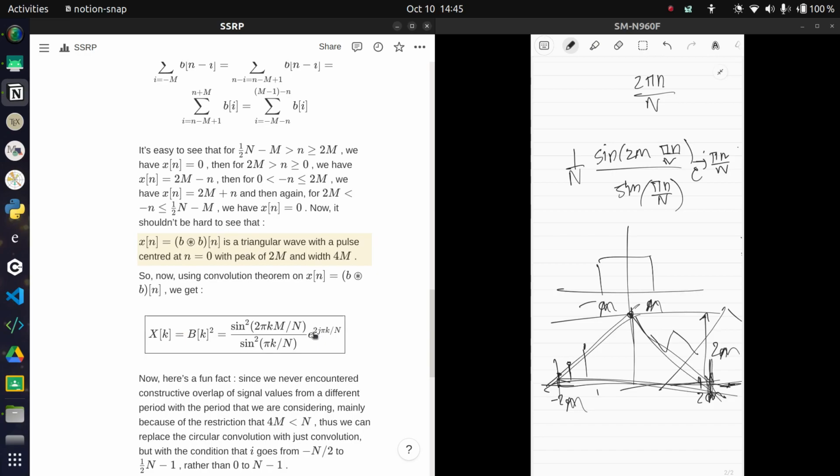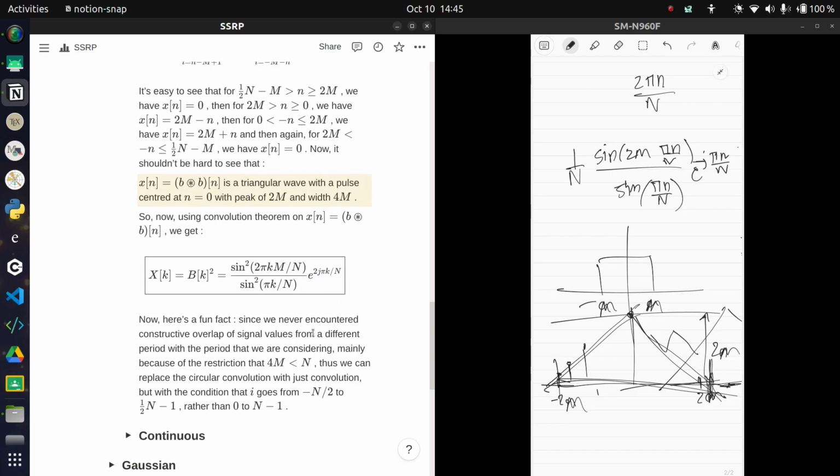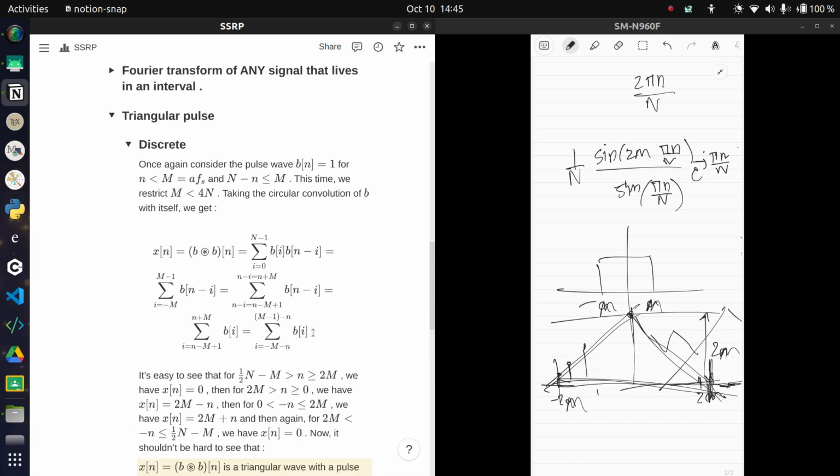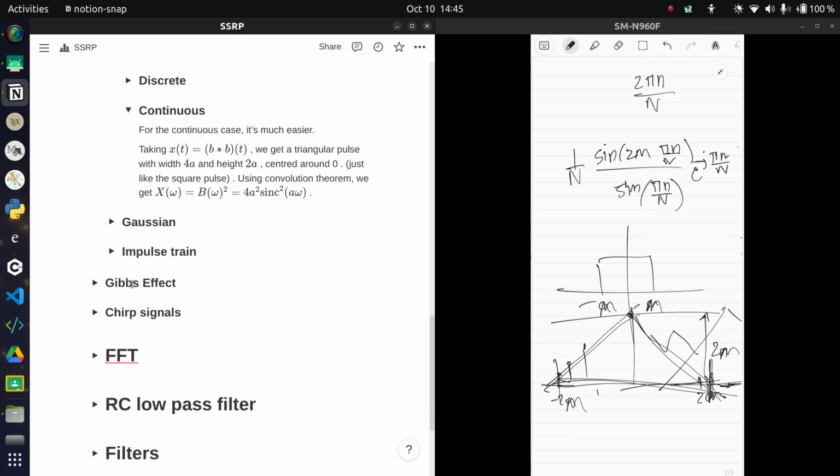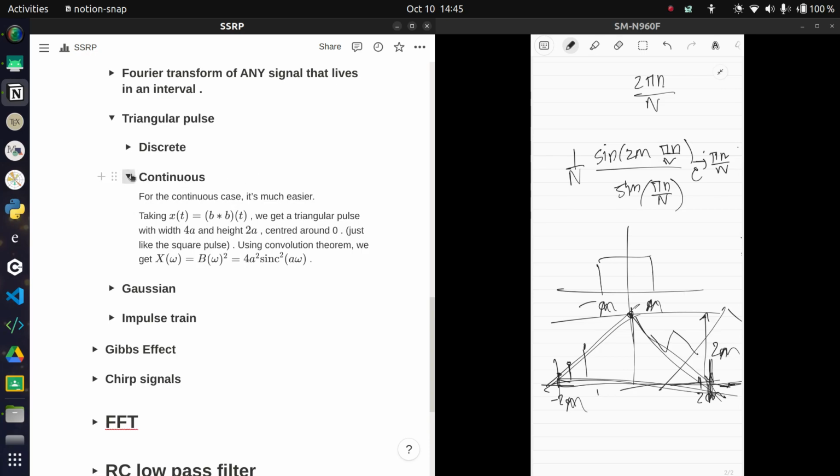Okay, cool. So this looks nice. It's a triangular pulse. For the continuous case, it's even easier. Once again, you just have B of omega squared.